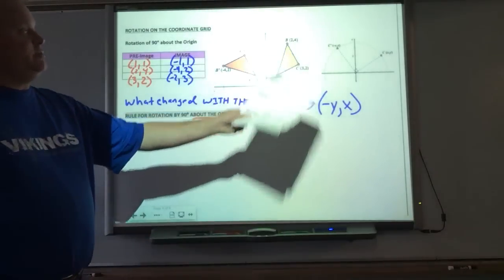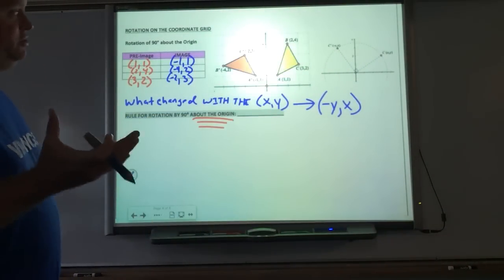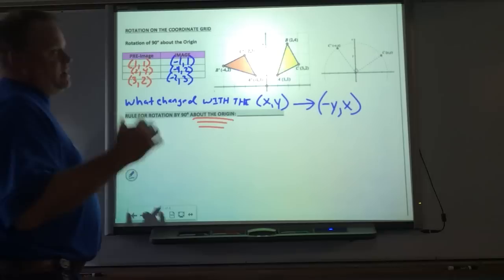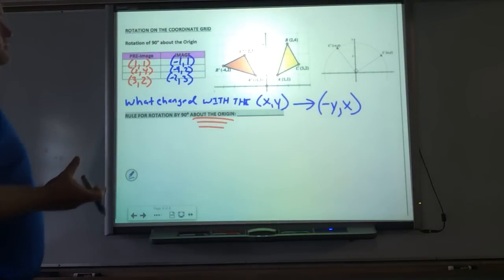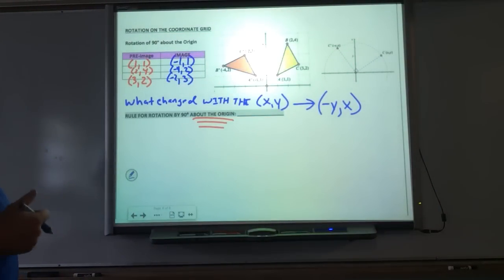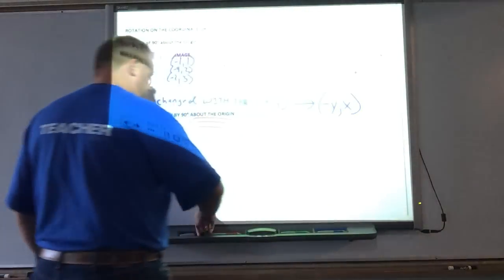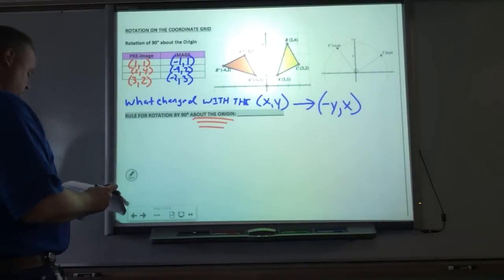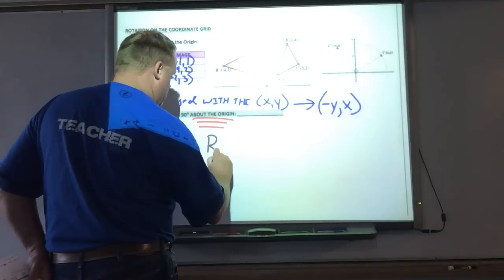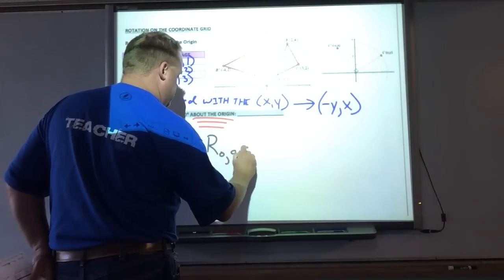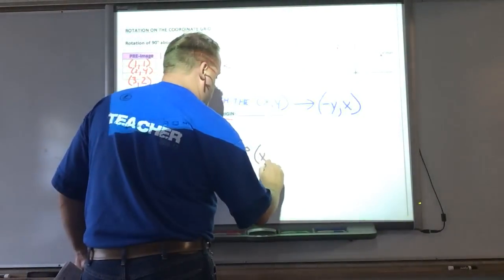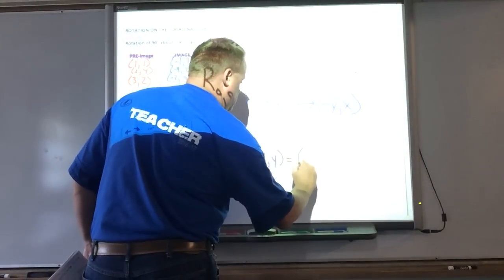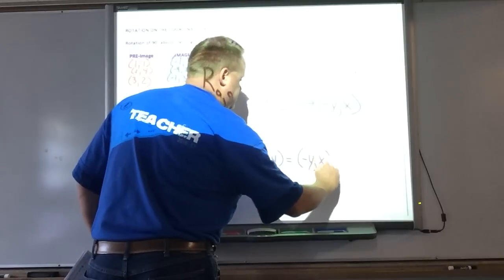Now my graph actually shows me that. I kind of wanted you to see that if I rotate 90 degrees about the origin, my rule for the notation is going to be negative y, x. So as I'm going to write this, and if I was asked to write it, my rule for the notation is going to be R of 90 degrees of (x, y) is equal to (negative y, x).